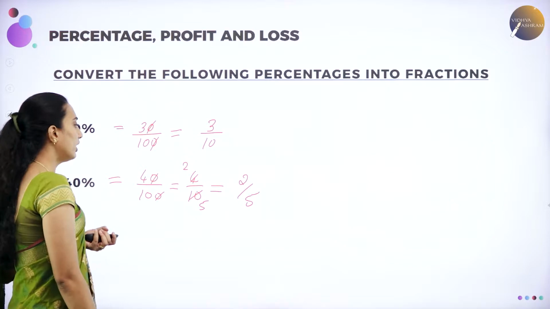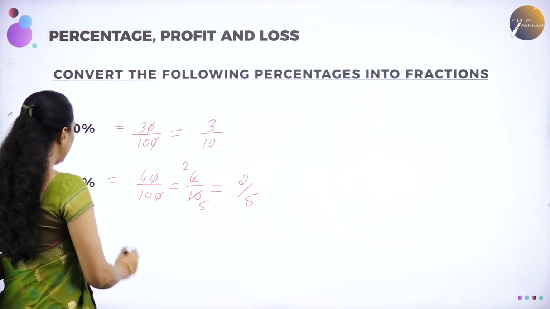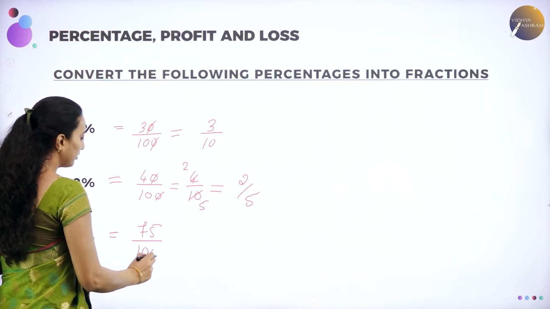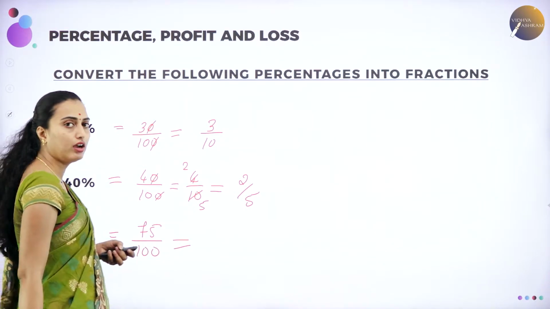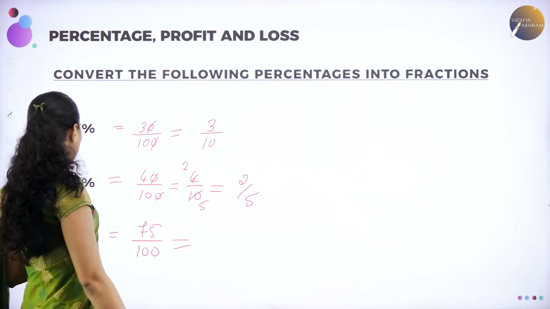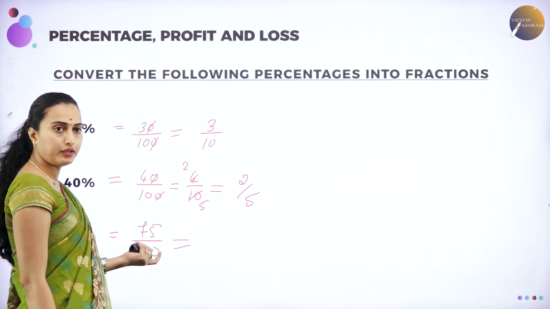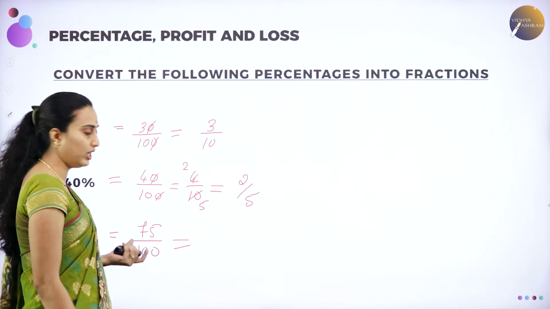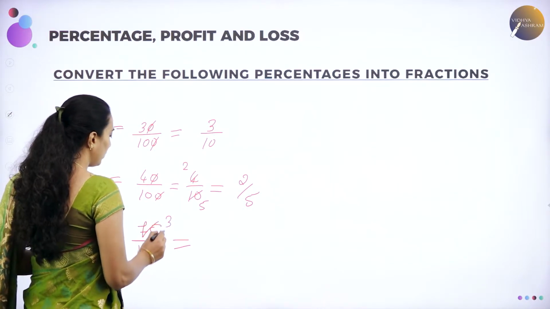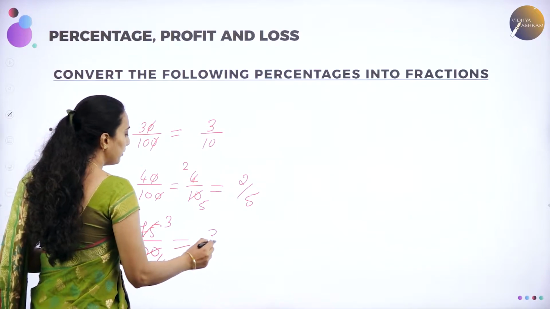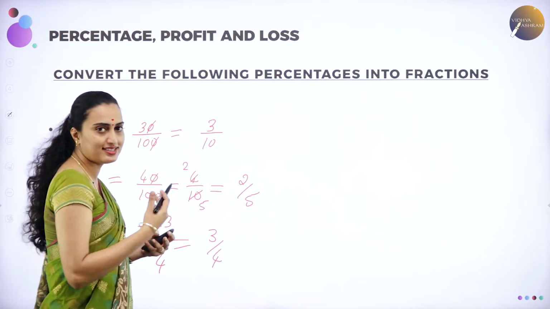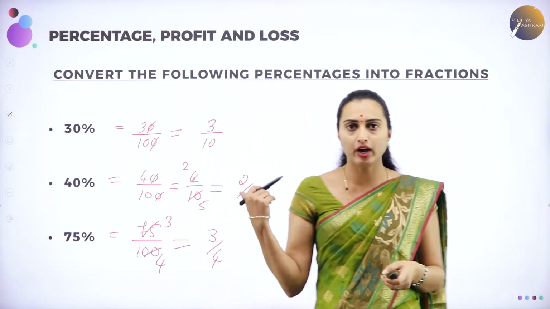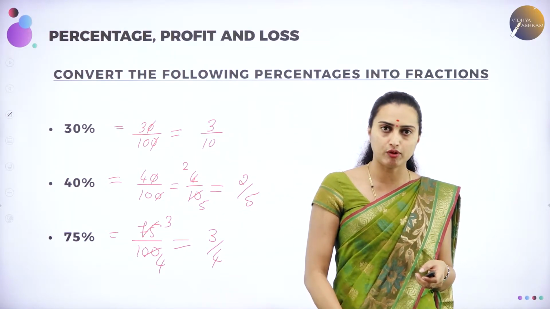Okay? So next, 75% can be written as 75 divided by 100. Now 75 by 100 goes with the common number, which is 25. So 25 3s are 75, 25 4s are 100. Now which can be written as 3 by 4. That's it, dear students, how to convert the given percentage into a ratio in the simplest form.